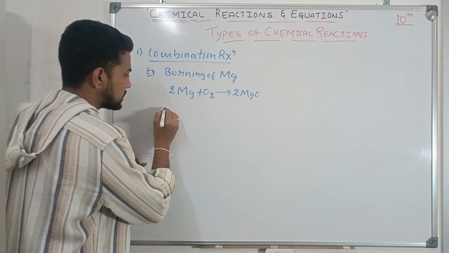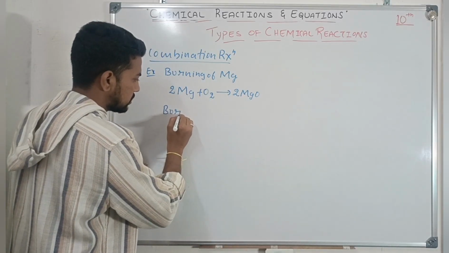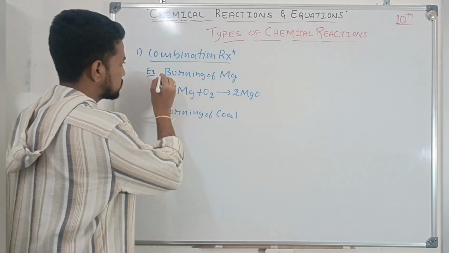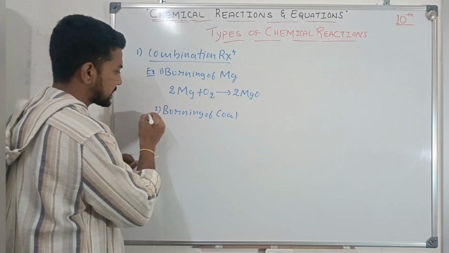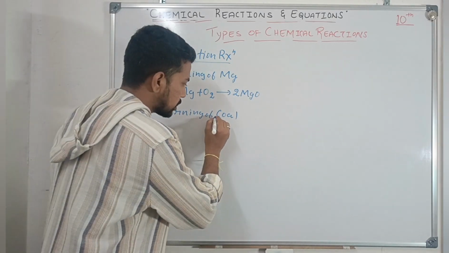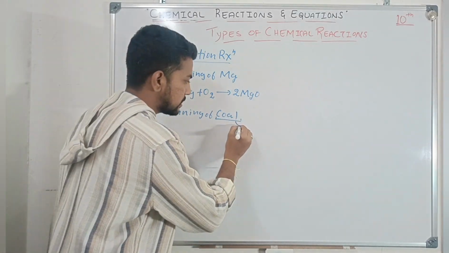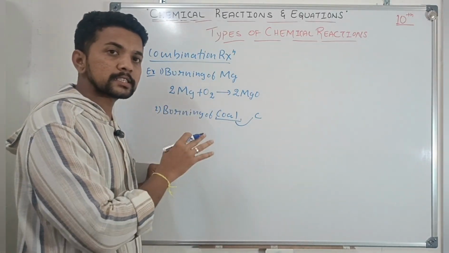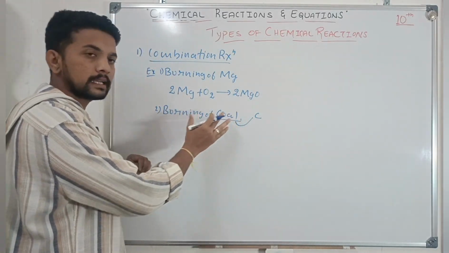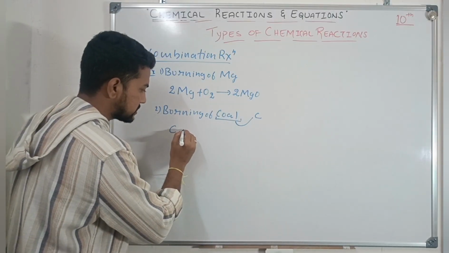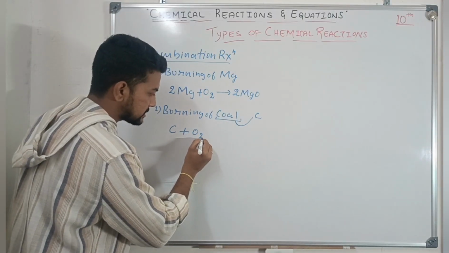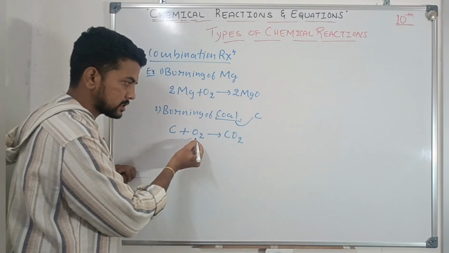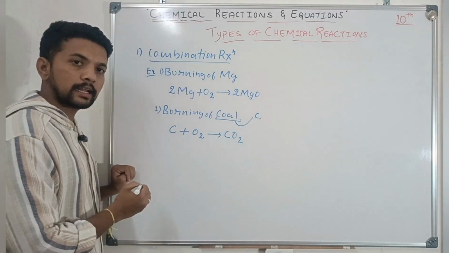And the second example is burning of coal. The first one is burning of magnesium, the second one is burning of coal. Here coal is nothing but carbon, because coal is the purest form of carbon. Coal reacts with oxygen and produces carbon dioxide. When the coal is burned in the presence of oxygen, it produces carbon dioxide.